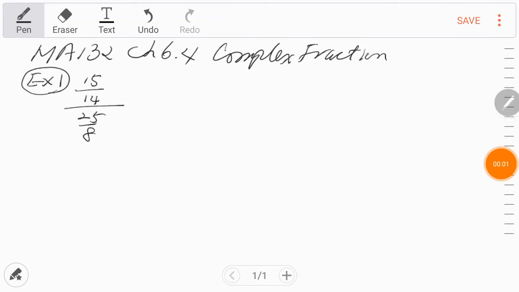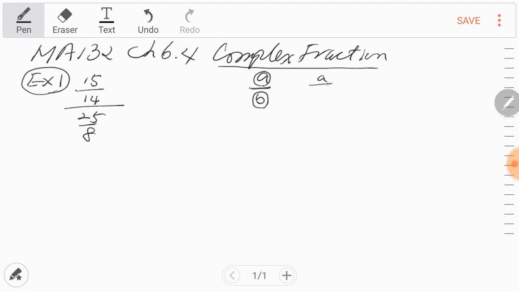Okay, this section is about complex fractions. A fraction has a numerator and a denominator. A complex fraction is a fraction that has a fraction in the numerator, or the denominator, or both.